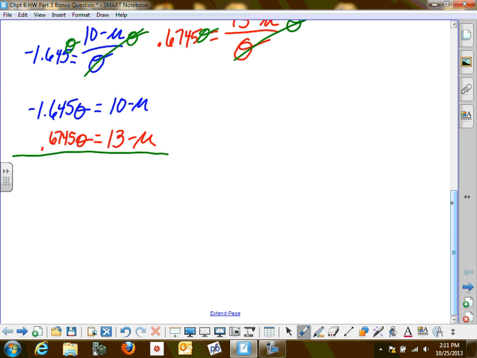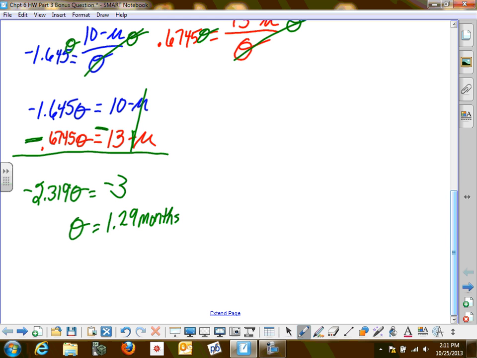In order to do that and make those mu's opposite, I need to change the signs of one of those lines. So I'm going to change the sign of this red line, make these two negative and this one positive. So when I combine, I get negative 2.319 sigma equals, and 10 and a negative 13 is negative 3. And again, a negative mu and a positive mu cancel. So I divide, and I come up with the standard deviation being 1.29 months.